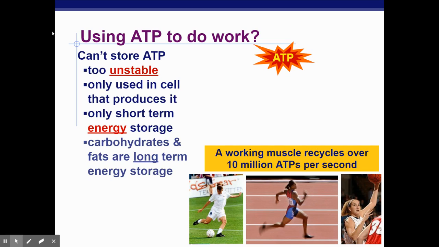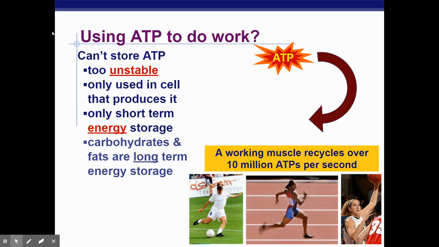It is only used in the cell that produces it. So cells can't share ATP with each other. They have to use their own. And it's only short-term energy storage. That's why we have carbohydrates and fats. Those are really good for long-term energy storage. And remember, the energy in the carbohydrates and the fats can be found in the chemical bonds within those molecules.